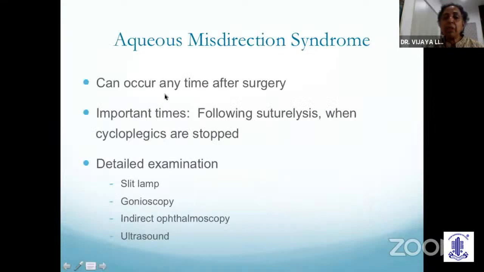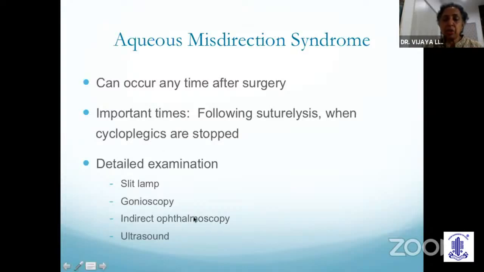When can it happen? It can occur any time after surgery, and important times are usually following suture lysis, or when you keep the patient on cycloplegics, especially in small eyes, that is angle closure eyes. Whenever you stop, there is a possibility the lens iris diaphragm will move forwards. It can cause aqueous misdirection.